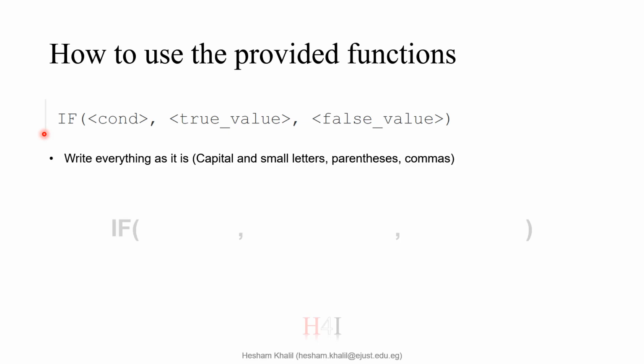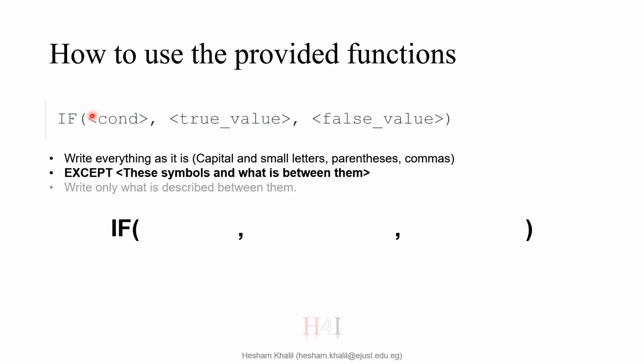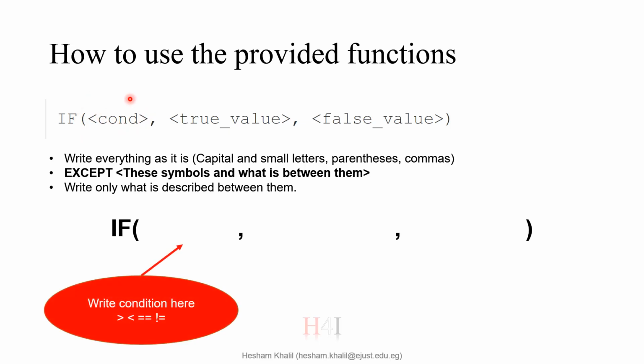Okay, except these symbols, the larger than and the smaller than. When you find these symbols in the description, you remove them and write what is described between them. So in this case, at the first term here, we have between these symbols "condition", which means I have to write here the condition which will be checked.